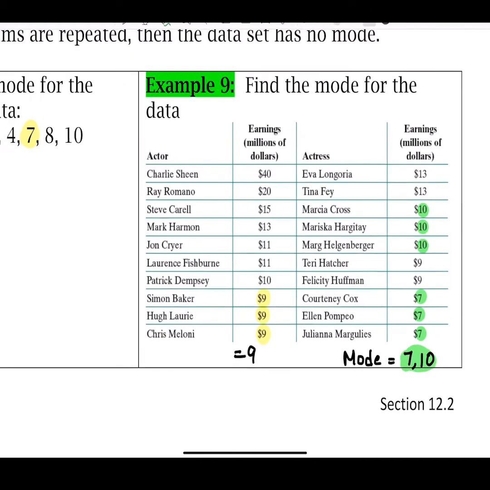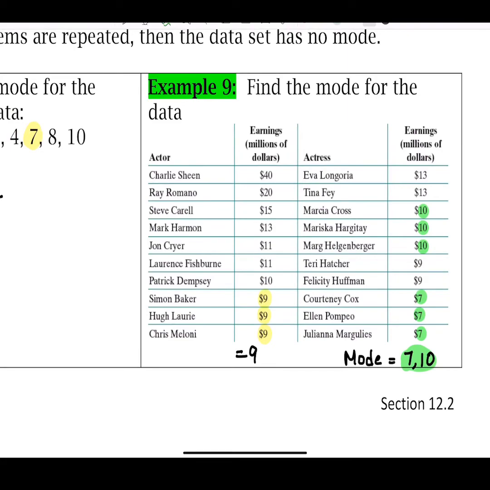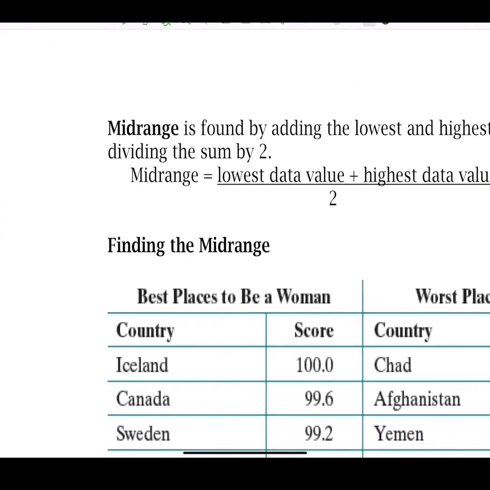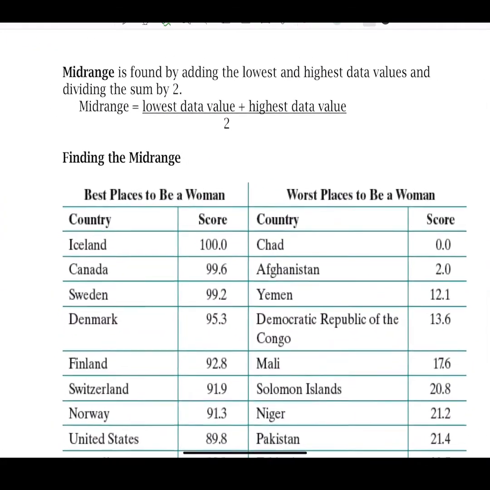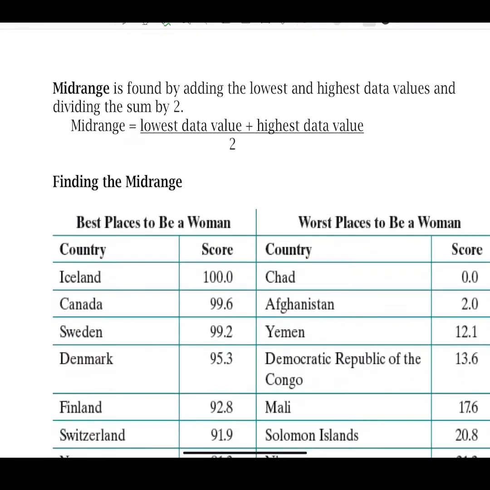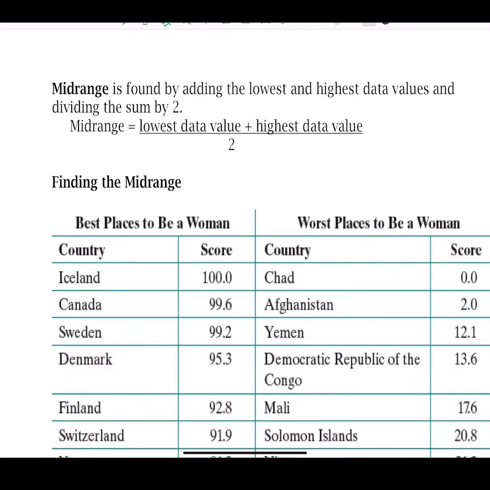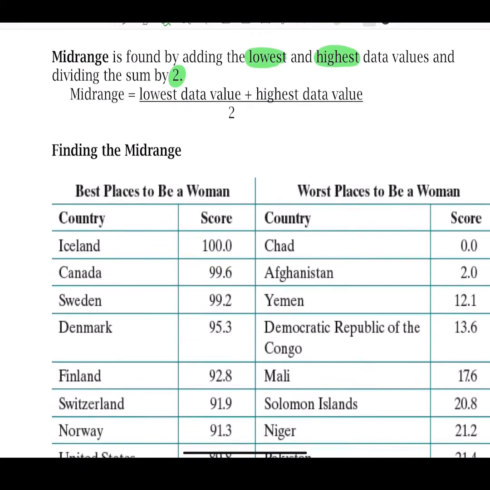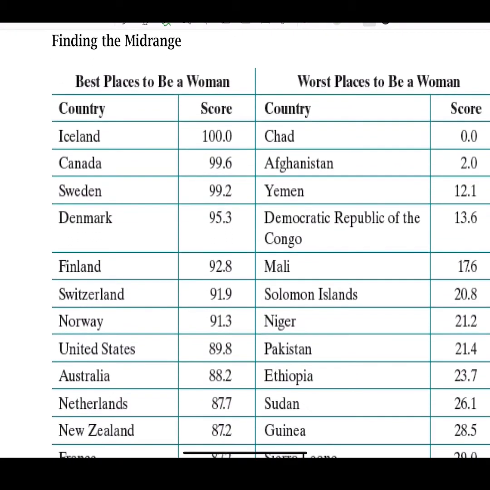Now let's go ahead and look at the last topic for the entire semester. Midrange. Midrange is found by adding the lowest and the highest data value and dividing the sum by 2. Again, it's the lowest and the highest data value divided by 2.